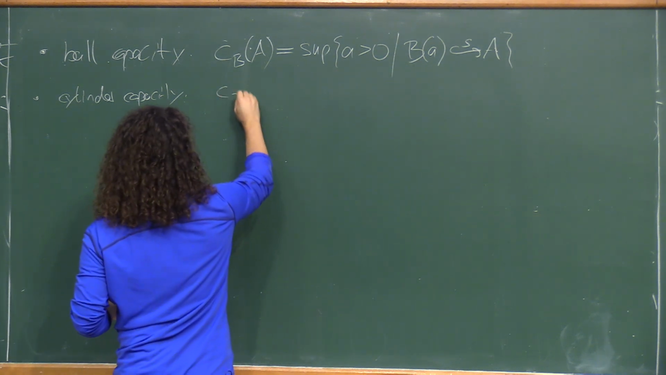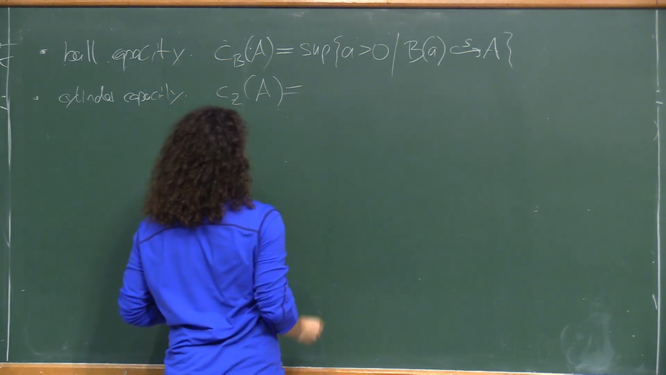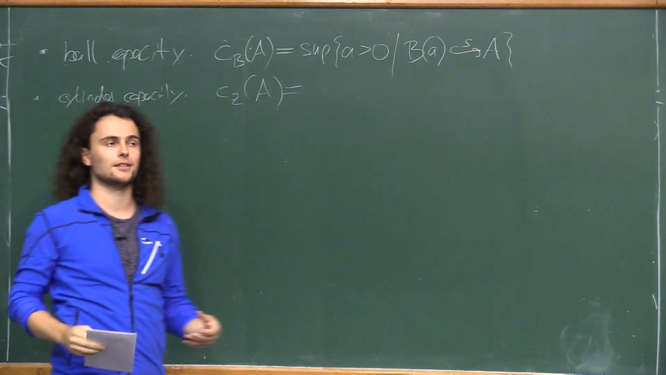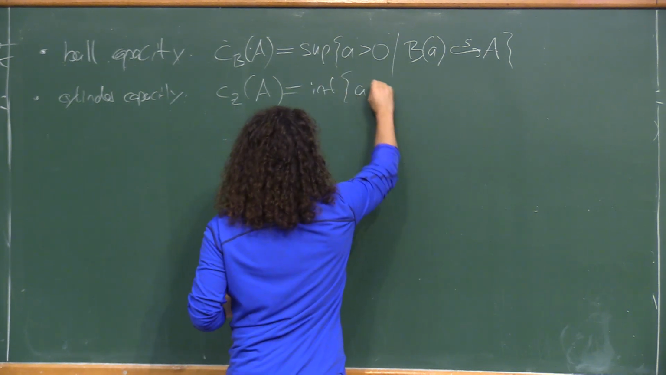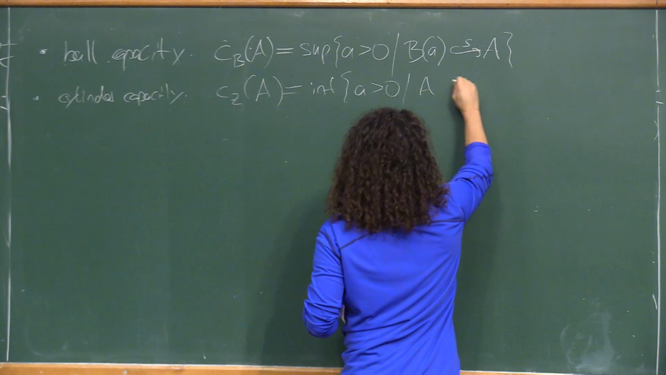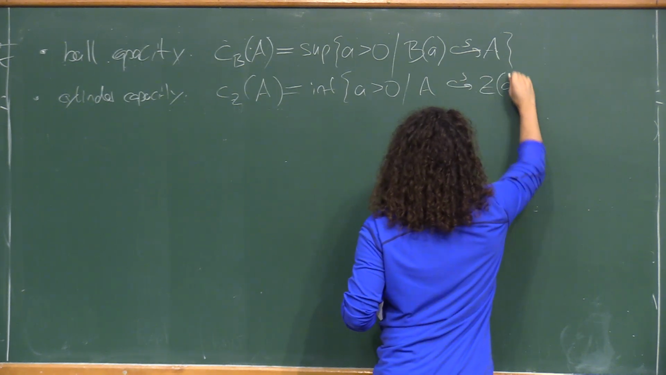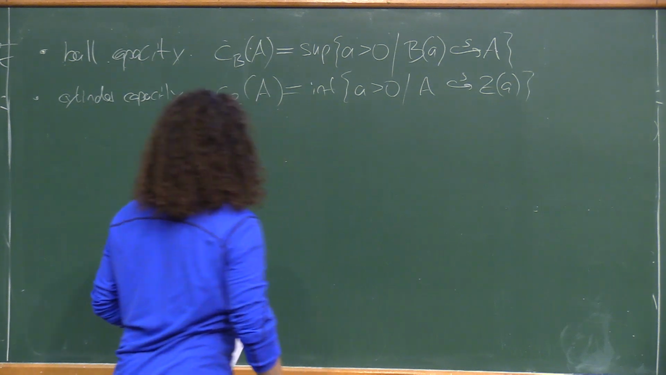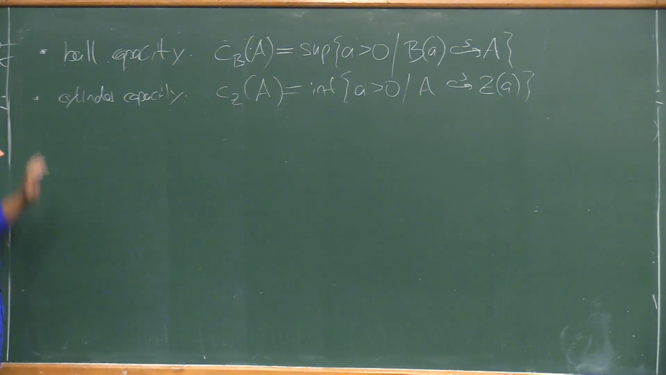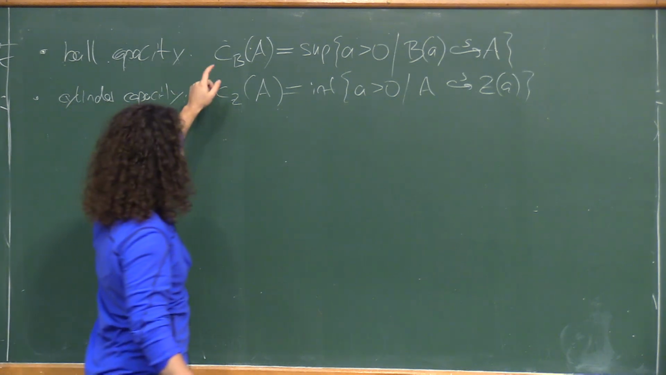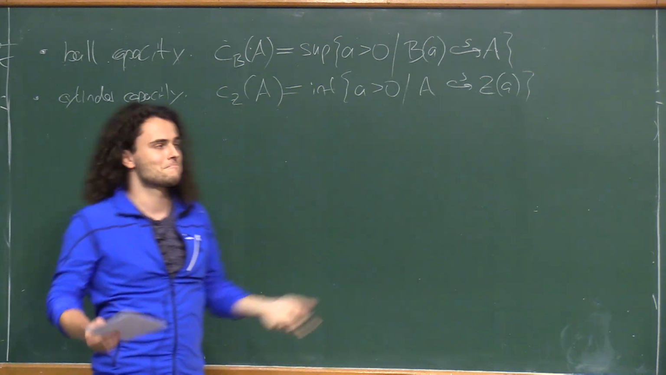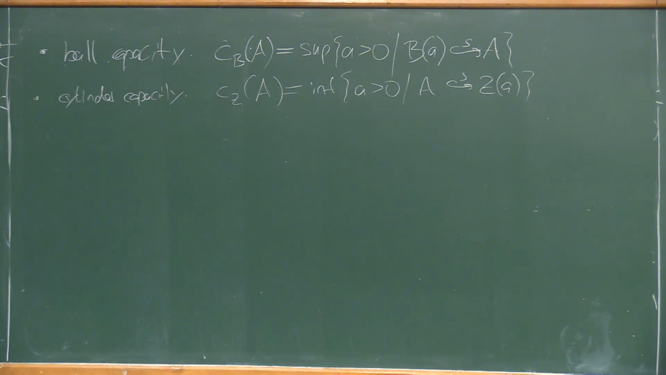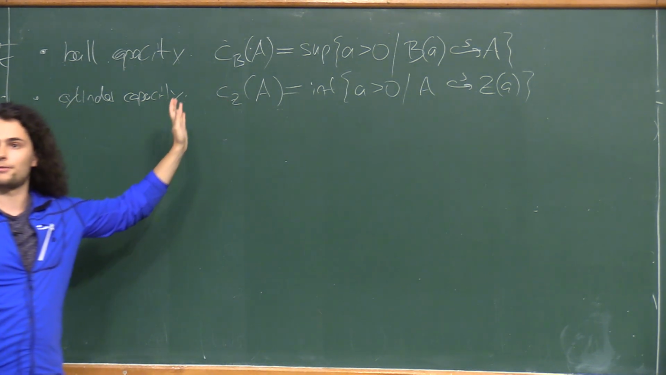Sometimes denoted by C_Z of A, and that measures the size of the smallest cylinder that the set A embeds into. So there's an infimum over all positive numbers a such that A has a symplectic embedding into the cylinder of symplectic width a. Okay, those are two nice capacities. In practice, they're kind of useless because I can never compute them unless I understand symplectic embeddings, and that's maybe what I'm trying to use my capacities for in the first place. But the good thing is there are many other ways of defining these capacities that don't reference symplectic embeddings.